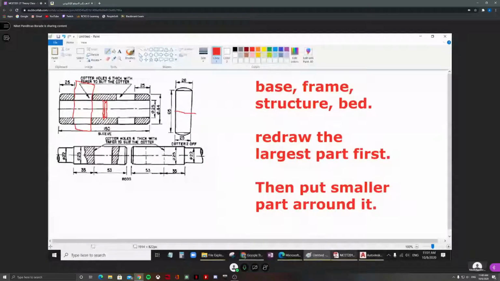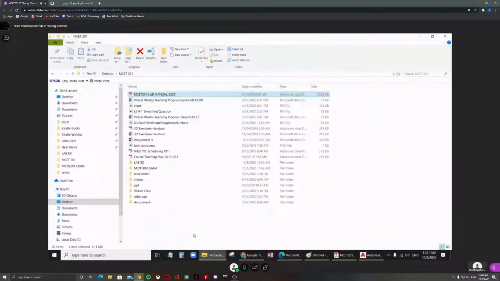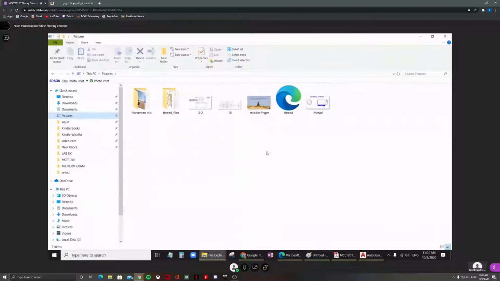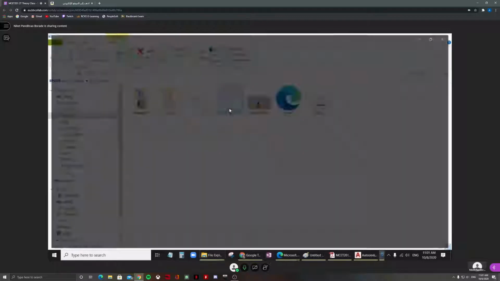I'll show you the assembly drawing directly.